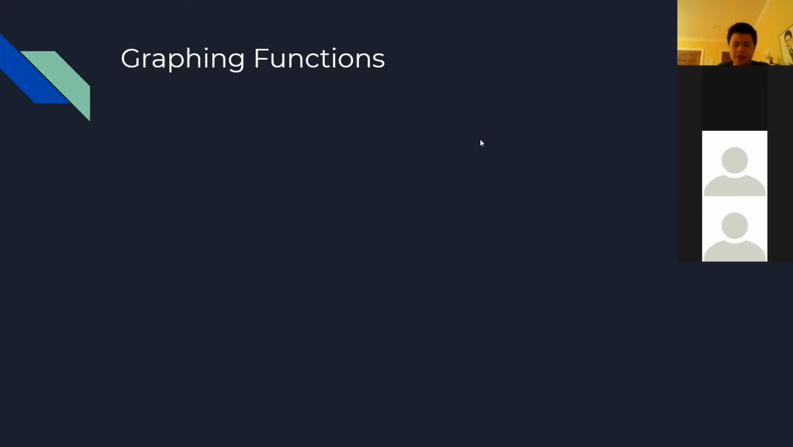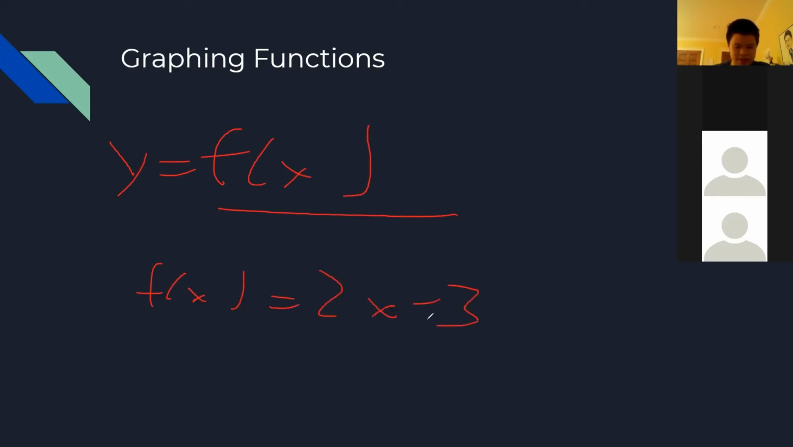So, graphing functions. How do we graph functions? It's simple. We just set f(x) to y, or any expression of functions. So f(x) equals 2x minus 3. And I'll go to decimals for this actually.